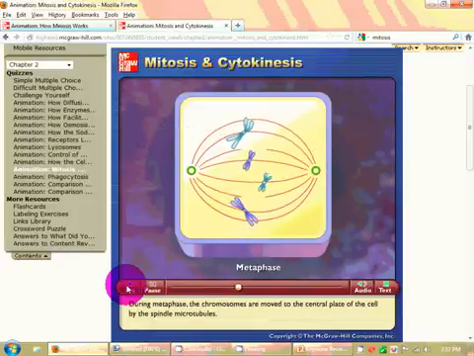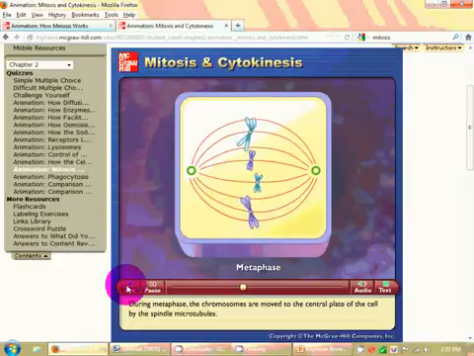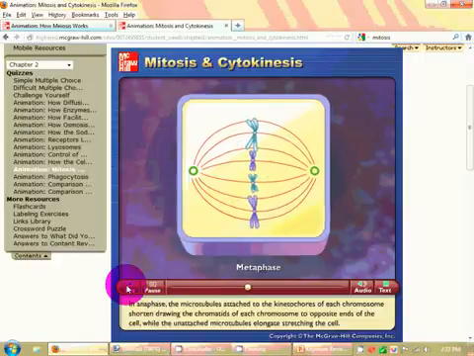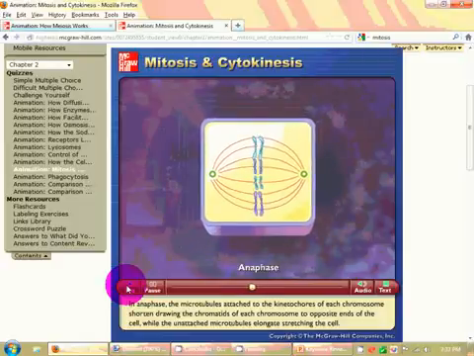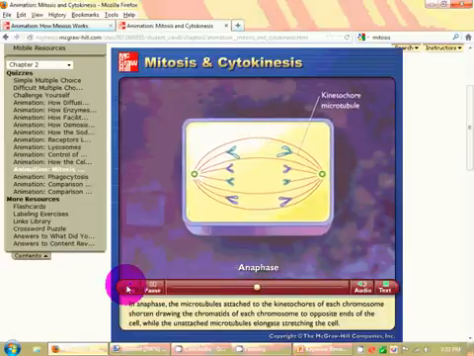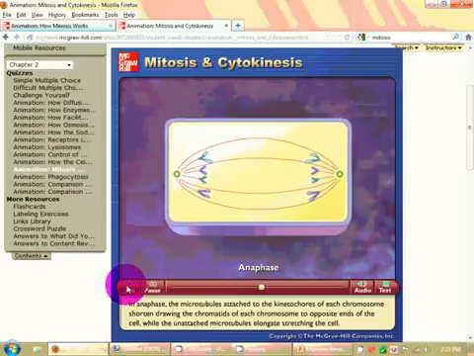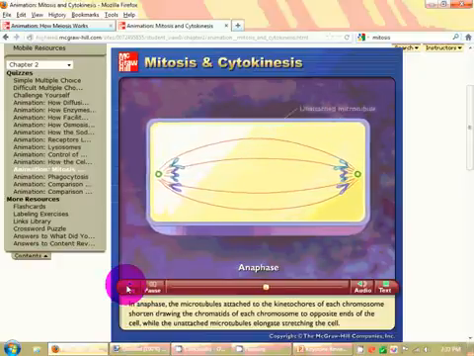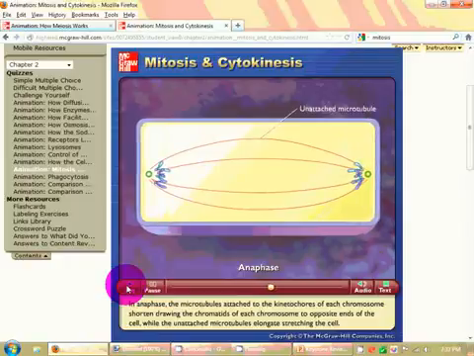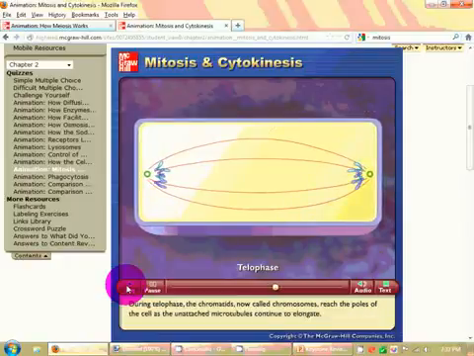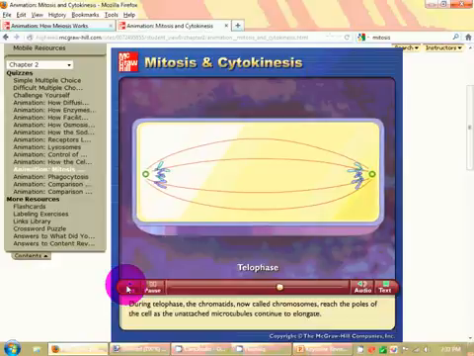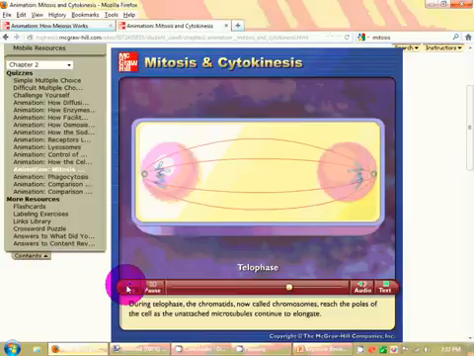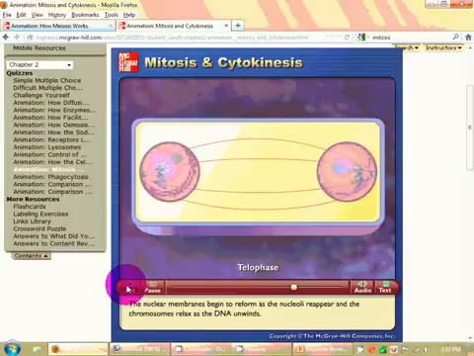During metaphase, the chromosomes are moved to the central plate of the cell by the spindle microtubules. In anaphase, the microtubules attached to the kinetochores of each chromosome shorten, drawing the chromatids of each chromosome to opposite ends of the cell, while the unattached microtubules elongate, stretching the cell. During telophase, the chromatids, now called chromosomes, reach the poles of the cell as the unattached microtubules continue to elongate.